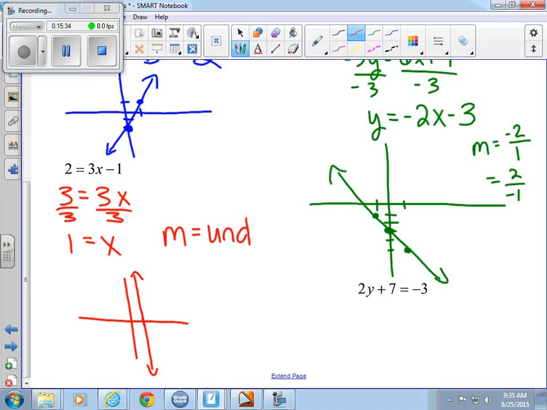And what is the y-intercept? Does it cross the y-axis? Most vertical lines won't cross the y-axis. The only one that would be the line x equals 0.